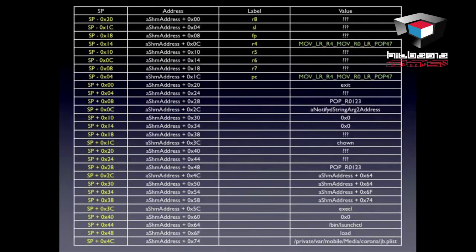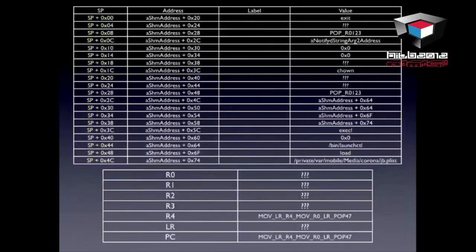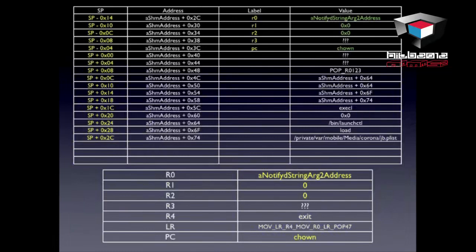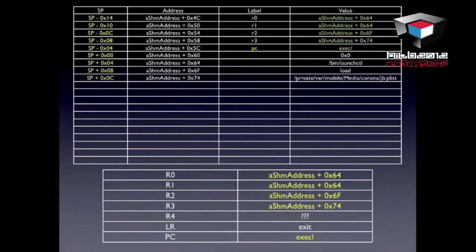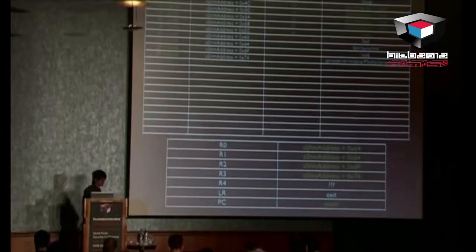So this is pretty standard. We set up the LR for the chown call over here, and this sets up another LR. This actually calls the chown, and this returns to the previous part. And this actually calls the execl. So basically, we force launchctl, which controls launchd, to load jb.plist.